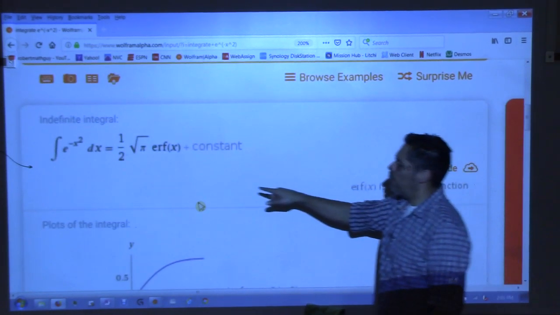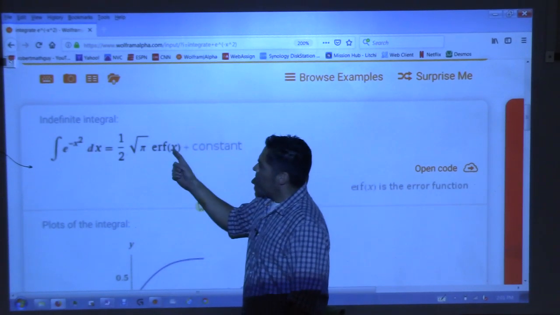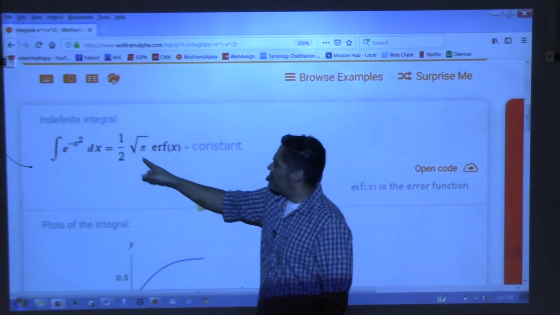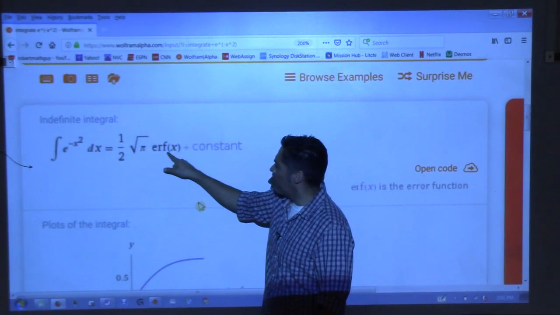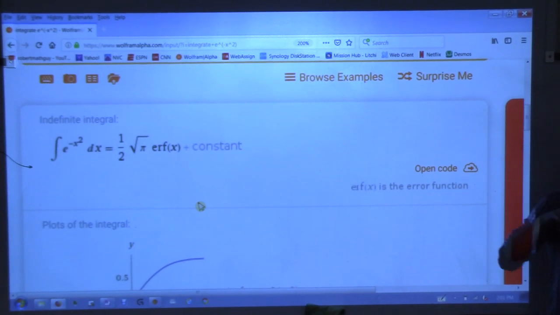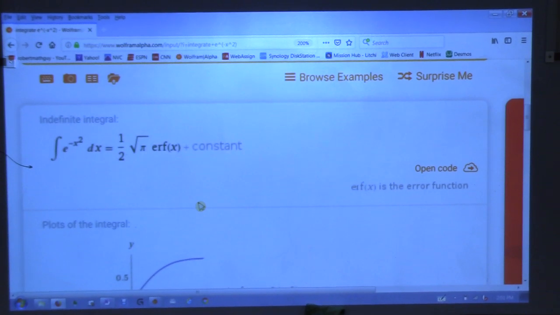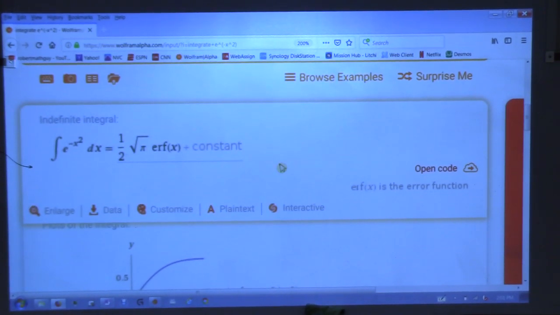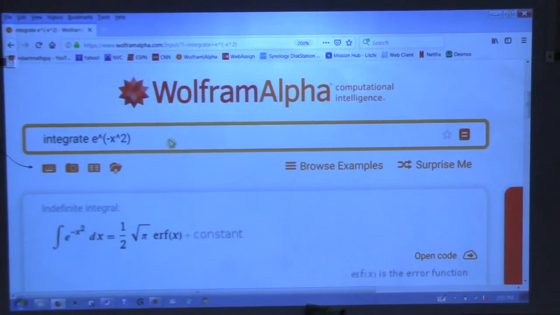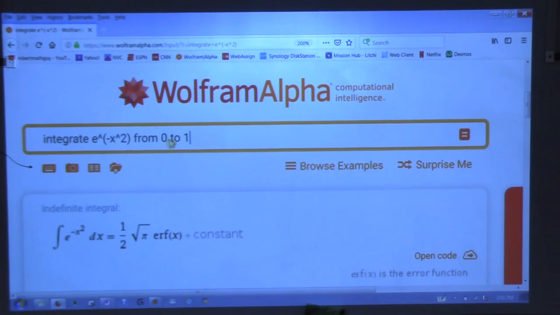Okay, so when we ask Wolfram Alpha to find the antiderivative of e to the negative x squared, it has a major problem. It says the answer is 1/2 square root of pi erf x, and erf is the error function. So it cannot give us a nice answer. And I think you all agree, Wolfram Alpha is very powerful, so if it could do it, it would do it, right? So now I'm going to say integrate it from 0 to 1. So instead of an indefinite integral, a definite integral.